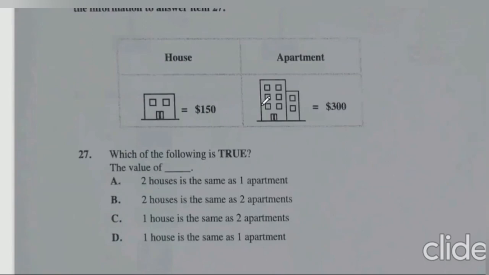2 houses is the same as 2 apartments. No, they have different values, so clearly not. 1 house is the same as 2 apartments. No, the house costs less than the apartment. And 1 house is the same as 1 apartment. No, different values. So our correct answer would be that 2 houses is the same as 1 apartment, because 2 times 150, which is the house, gives us $300, which is an apartment.